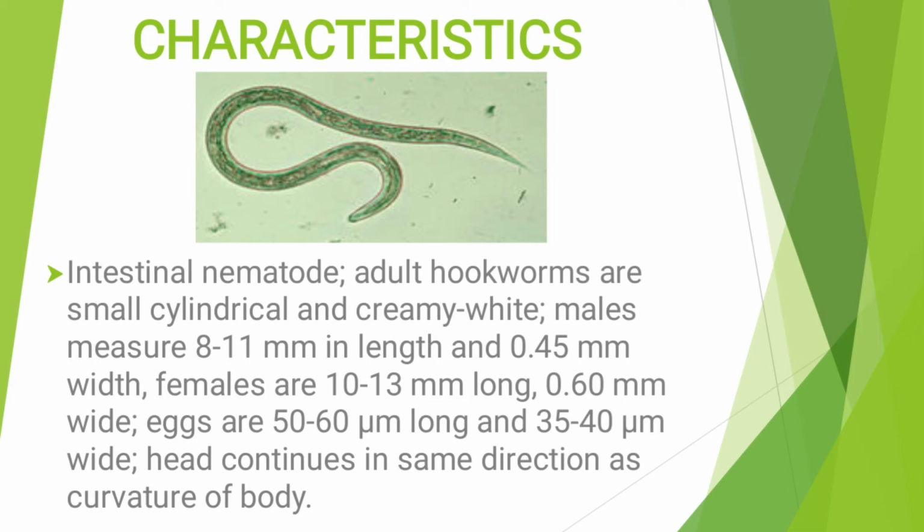The characteristics of this hookworm: adult hookworms are small, cylindrical, and creamy white. Males measure 8 to 11 mm in length and 0.45 mm in width. Females are 10 to 13 mm long and 0.60 mm wide, and eggs are 50 to 60 micrometers long and 35 to 40 micrometers wide. The head continues in the same direction as the curvature of the body. Meaning to say, the female is longer than the male.